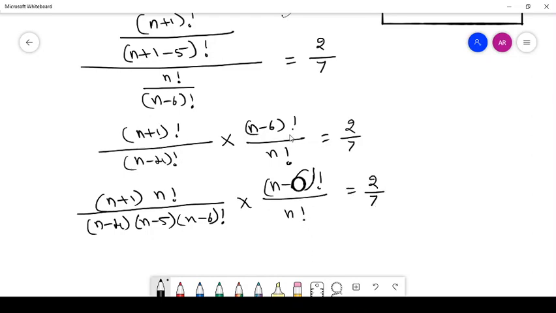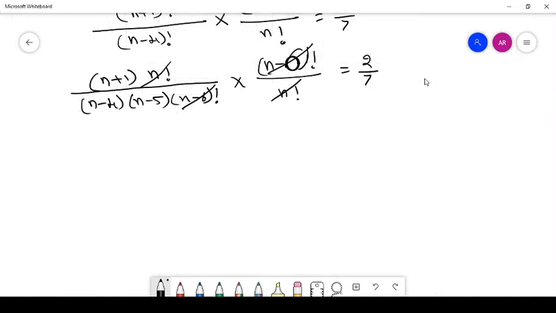Here we have (n-6)! by n!. That's why we have written (n+1)! as (n+1) into n!. So n! will be cancelled. Here also (n-6)! and (n-6)! will be cancelled. Next, the remaining values are (n+1) by (n-4) into (n-5) is equal to 2 by 7.